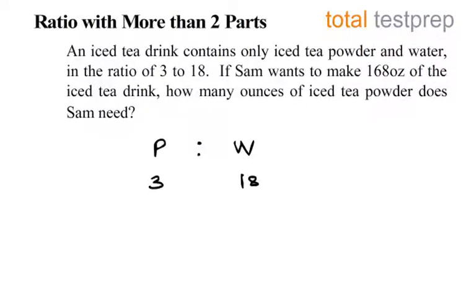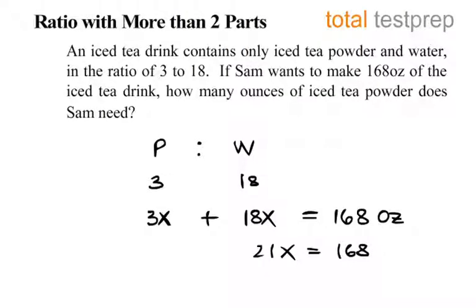The ratio here is 3 to 18. We can multiply both sides by x to get 3x and 18x for the amount of powder and the amount of water. We add those two to get the total, in this case 168 ounces, because we know we're making a total of 168 ounces of the iced tea drink. 3x plus 18x is 21x, so we get 21x equals 168. You divide both sides by 21 and you get that x is equal to 8.